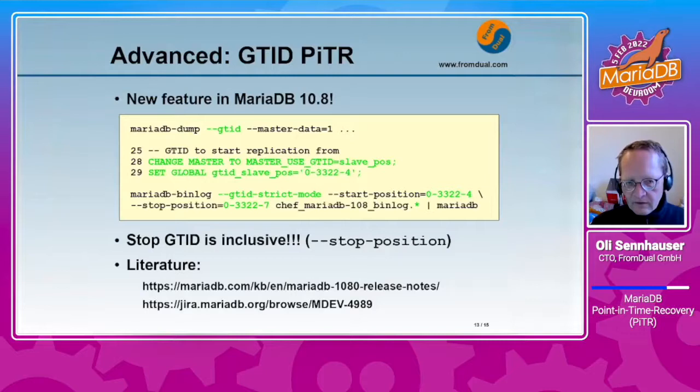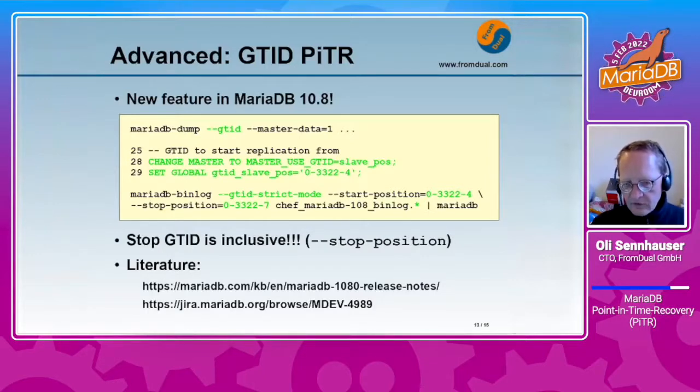You see here CHANGE MASTER TO MASTER_USE_GTID=slave_pos, and you see here SET GLOBAL gtid_slave_pos, and then the GTID of this dump. And then if you want to use GTID point-in-time recovery, you need the mariadb-binlog utility with the option --gtid-strict-mode, and then you say start position, the GTID where to start, and you say stop position, the GTID where to stop.